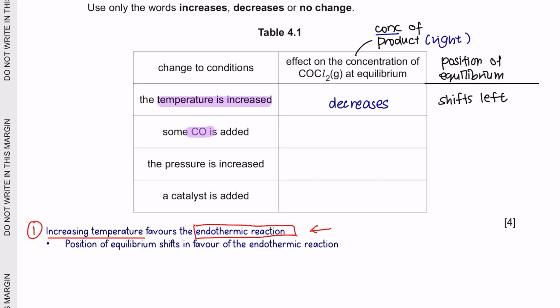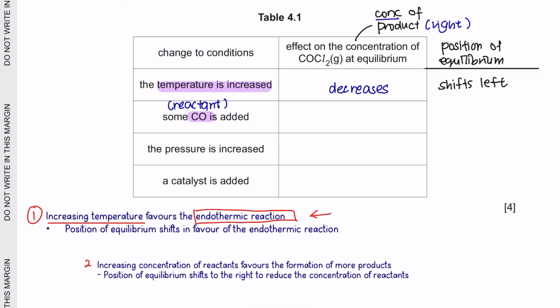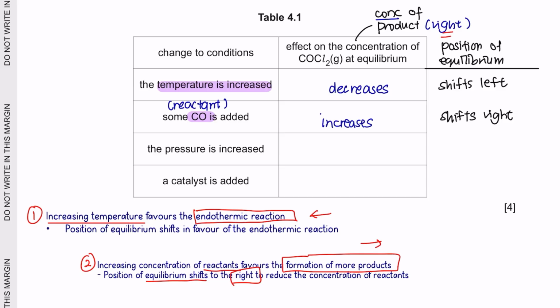Next, some carbon monoxide is added. Carbon monoxide is one of the reactants. Increasing the concentration of reactants will shift the equilibrium to the right, which then favors more formation of the product. The product is on the right side. So this means the concentration of COCl2 increases.